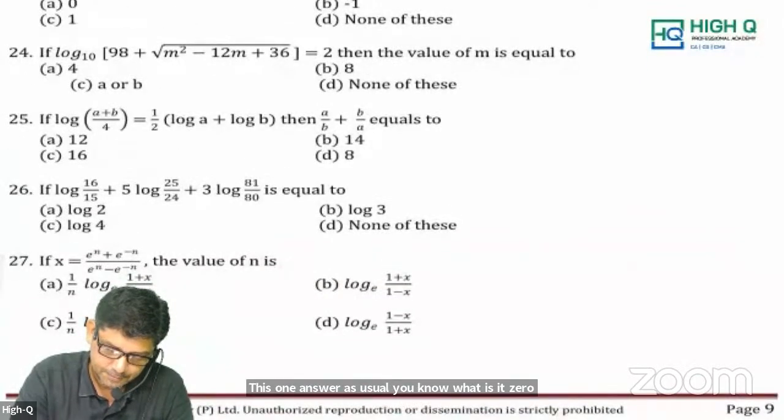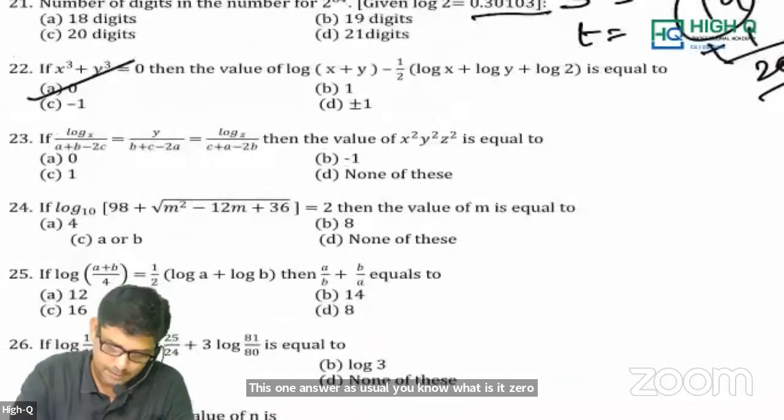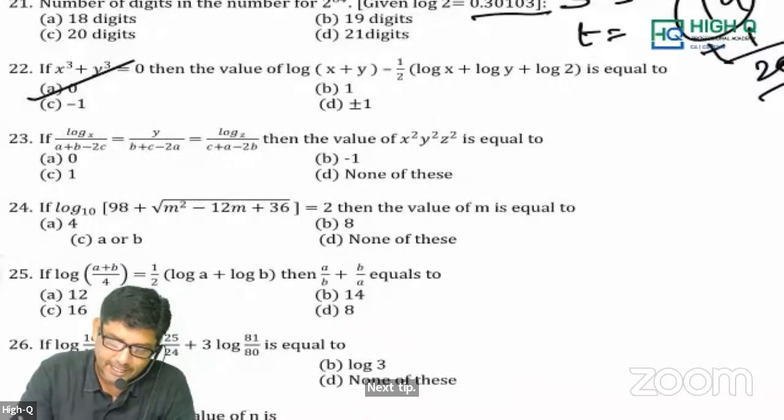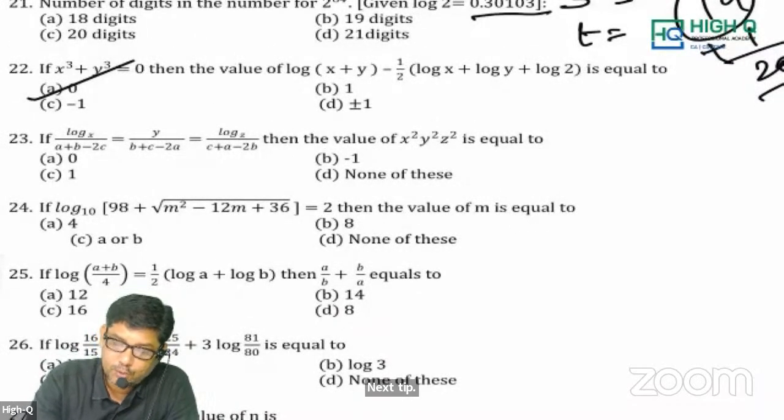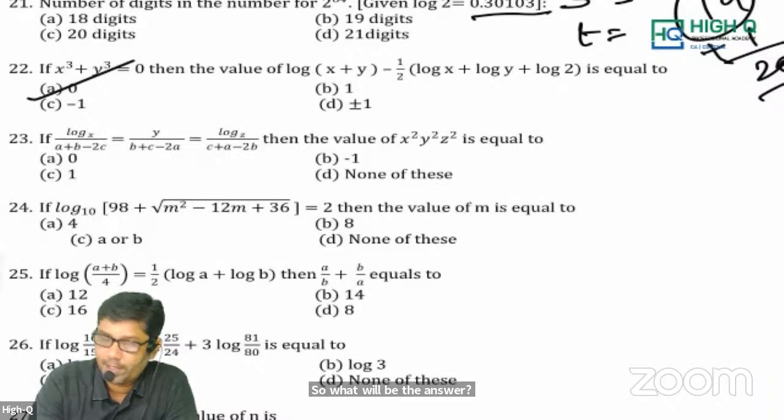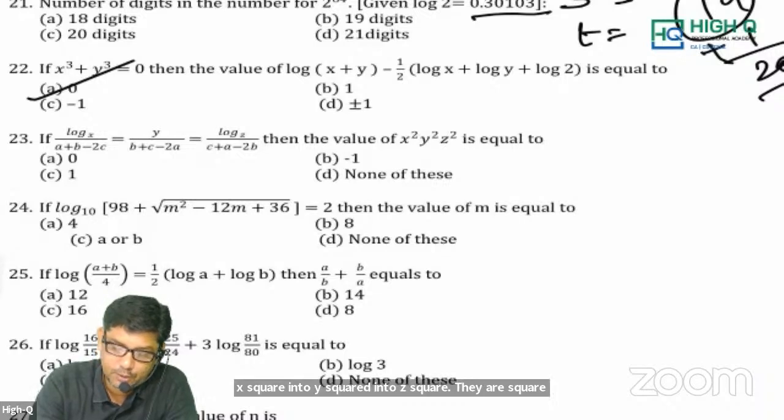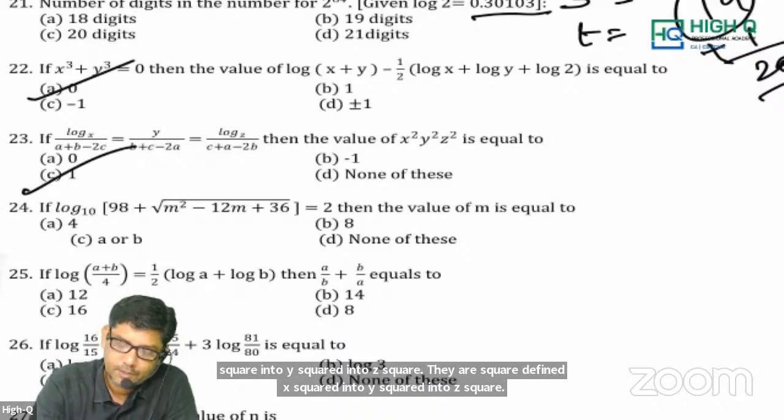Next step. Log, it's cyclic. Am I right, my dear? x square, y square, z square. So what will be the answer? They ask you to find out x square into y square into z square. 1.